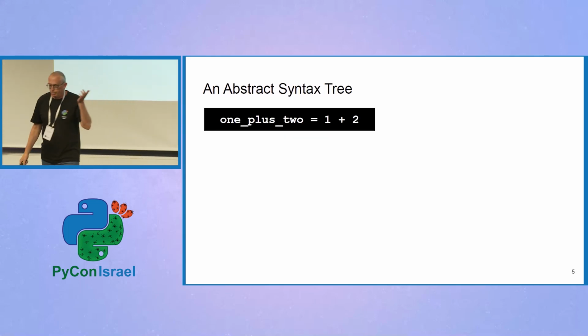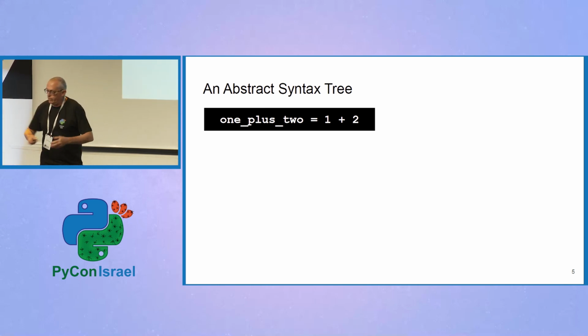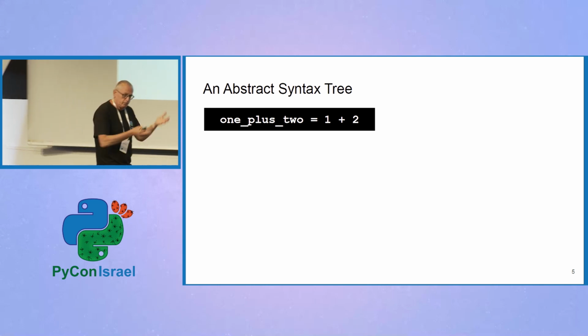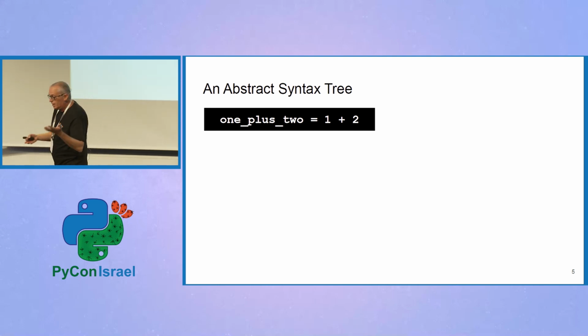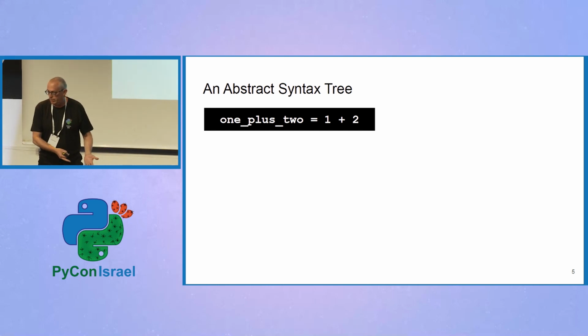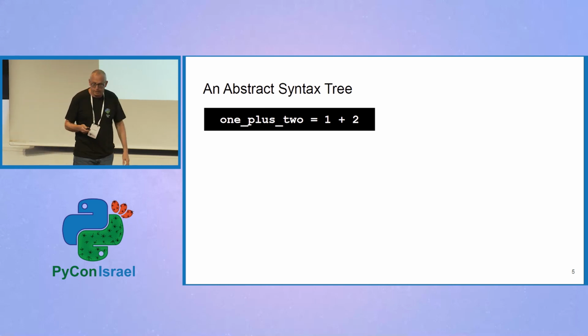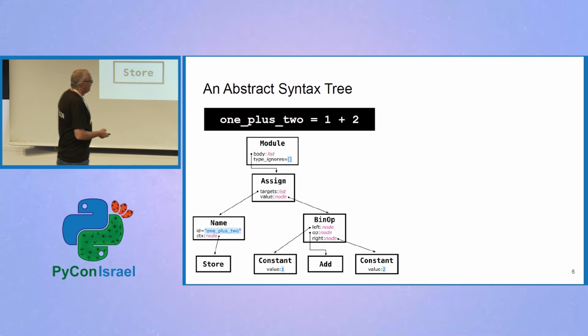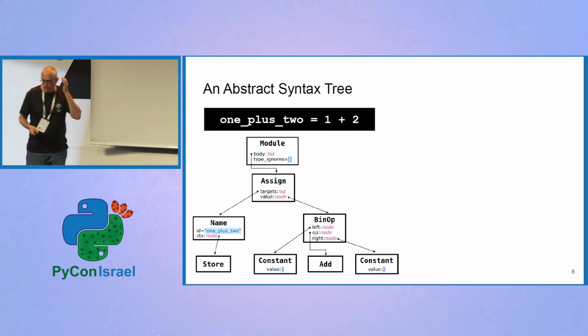This is a Python program: 1 plus 2 equals 1 plus 2. When a compiler or interpreter tries to take this program and put it on a machine, on a CPU, it needs to translate the text to machine language. One of the things that compilers do during this compilation process is to construct abstract syntax trees from the code.